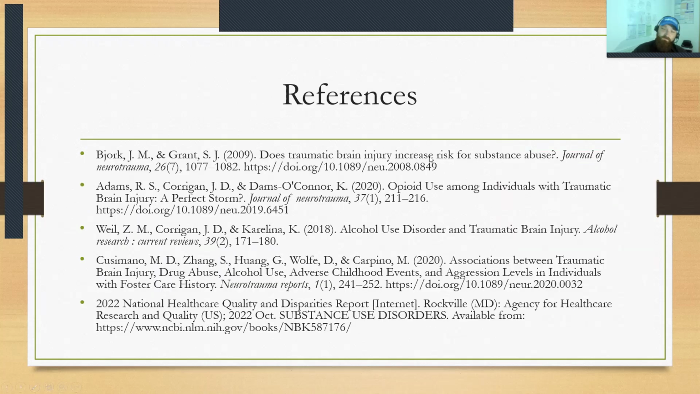Here are my resources. I would highly encourage you to read them. They're very interesting. They're also very sobering in a sense. You start to see that this is something that we can work with. This is something we can work on.